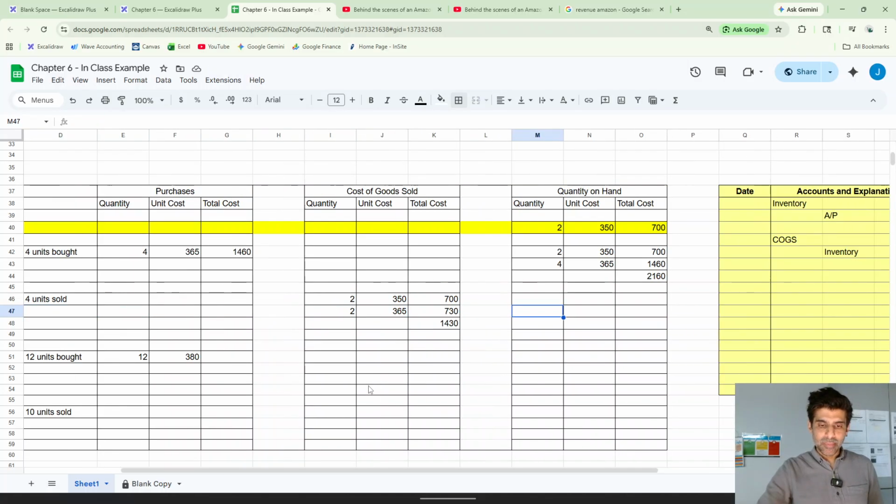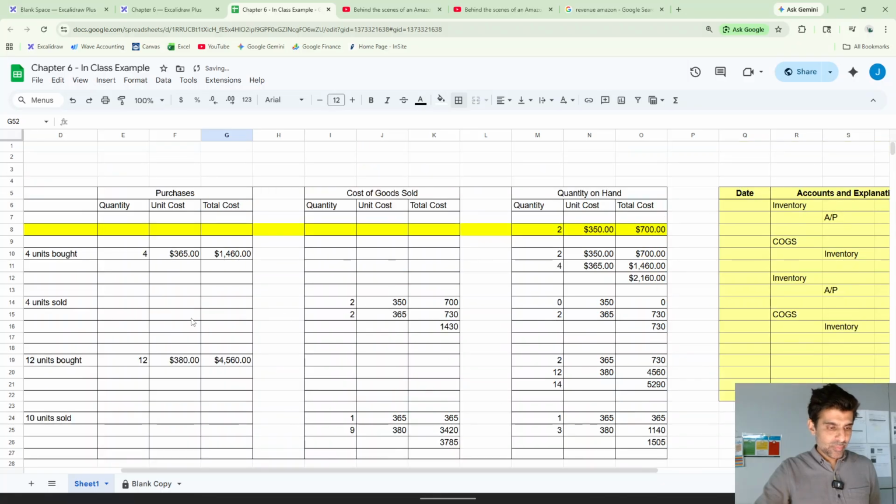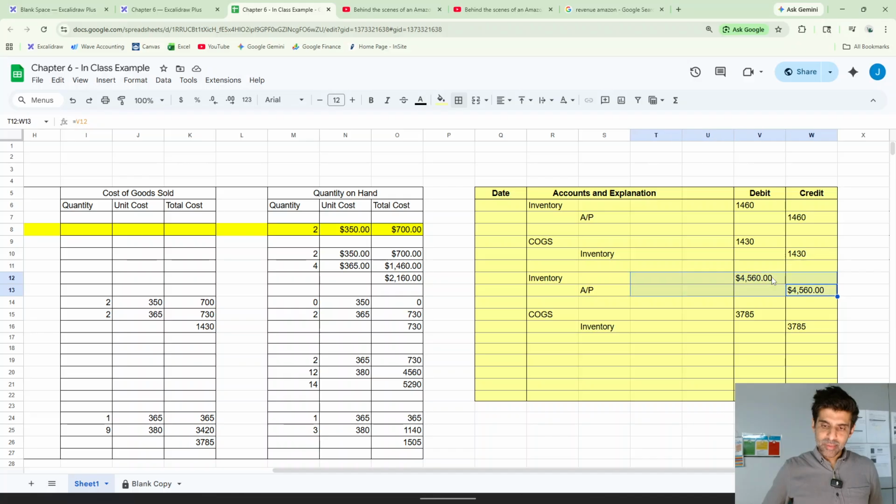Okay, so what do we have left? We have 2 units at 365 because we got rid of this layer. This is all sold. These are all gone. So we only have these units left. Okay, so then we buy 12 more. And again, the purchase transactions are all the same. So this transaction here is the exact same in both scenarios.